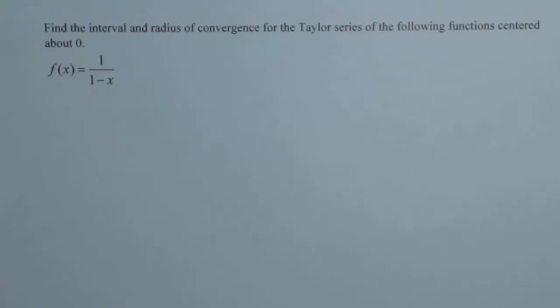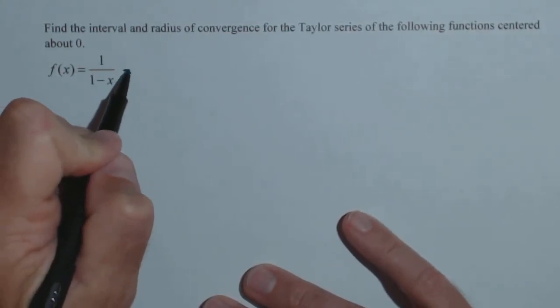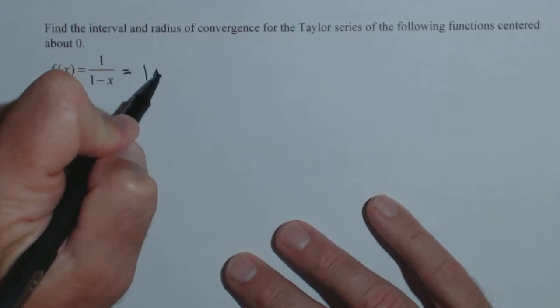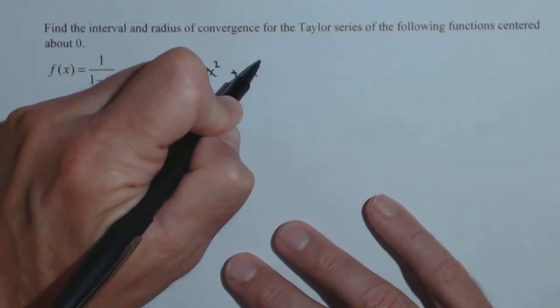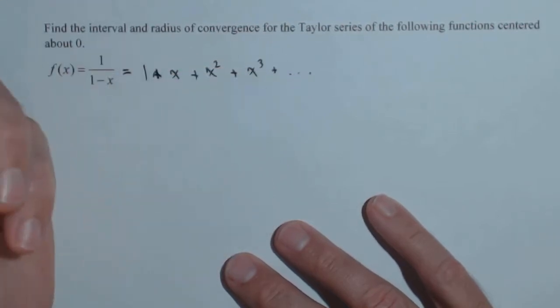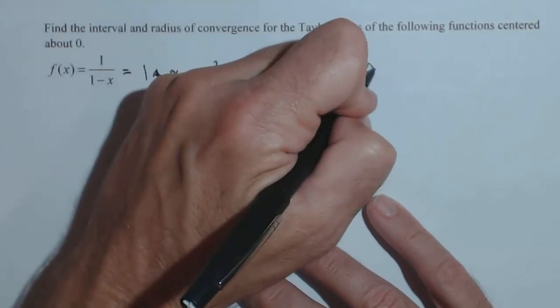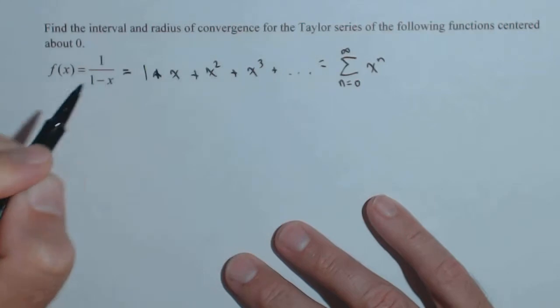So we're going to find the radius of convergence and the interval of convergence for the following Taylor series. And this is one of our common ones, and actually it's the sum of a geometric series. So 1 plus x plus x squared plus x cubed plus dot dot dot. And what we want is to write it in summation form: the sum of x to the n from n equals 0 to infinity.